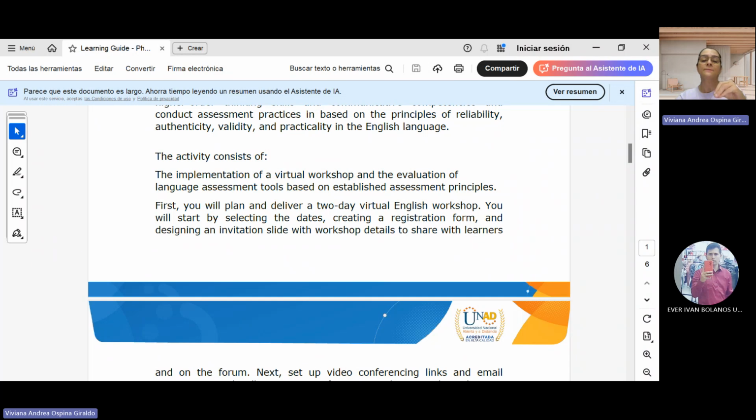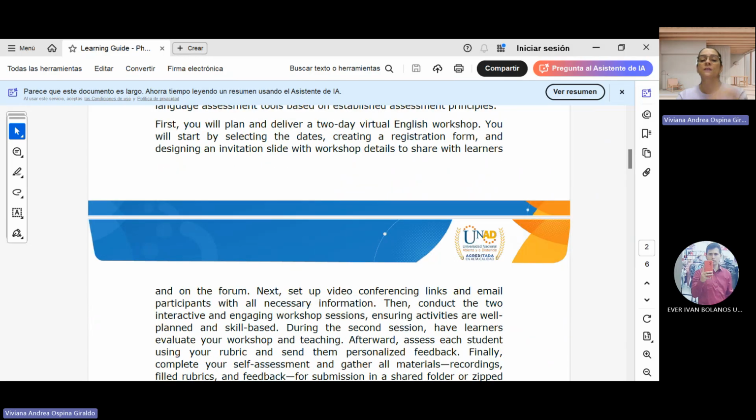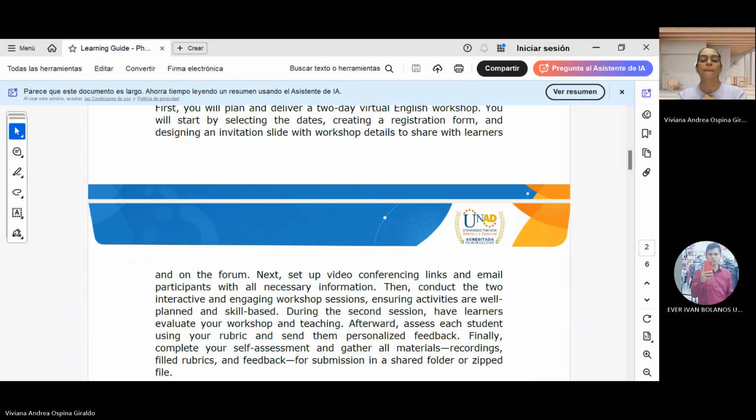So you need to plan and deliver a 2-day virtual English workshop. You will start by selecting the dates and creating a registration form. You need to choose which dates you are going to work on this virtual English workshop and create an invitation so that your students can register to the workshop, okay? Then you have to design the invitation and share it with the learners and also on the forum.